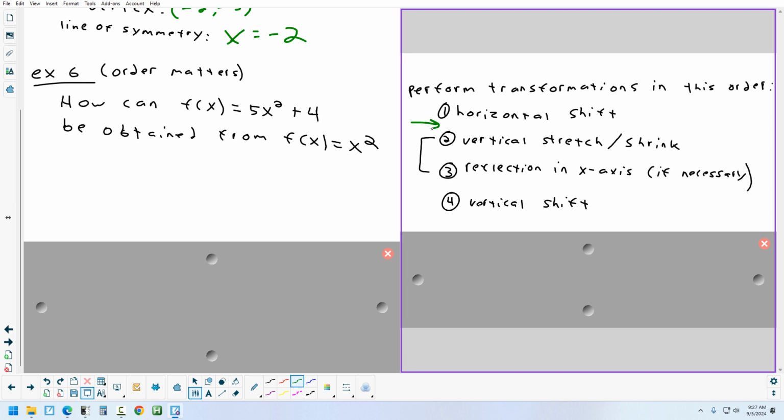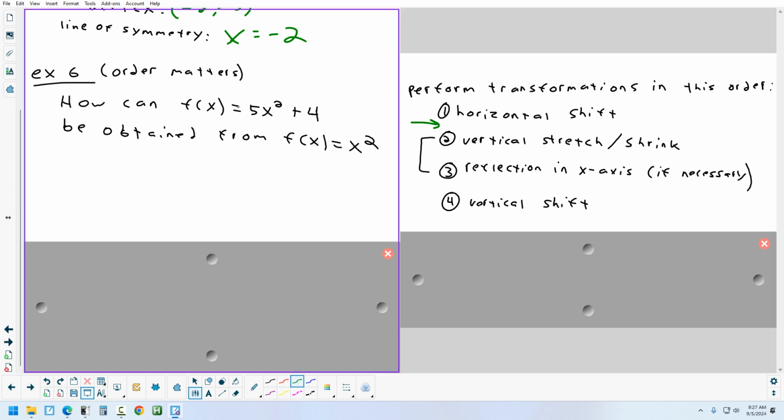All right. Well, let's go through and see what we have in this one. Kaylee, how many transformations are happening in this problem, to change it from x squared to 5x squared plus 4? Yep, there are 2.